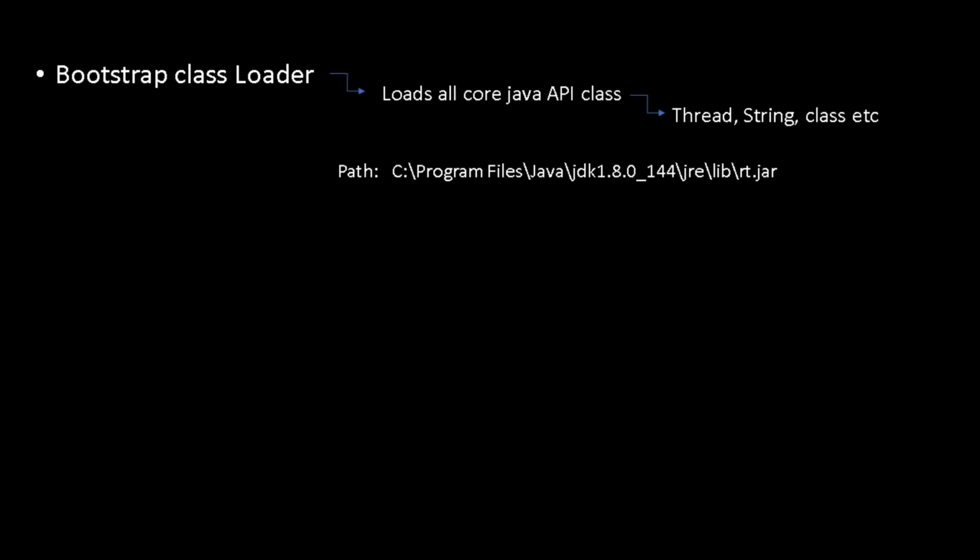The bootstrap class loader loads all the core Java API classes, for example Thread, String, and Class, and many other core Java APIs. The path used by the bootstrap class loader is C:/Program Files/Java/JDK/JRE/lib and rt.jar. This is the jar file where all the core Java API classes are stored. Let me show you.